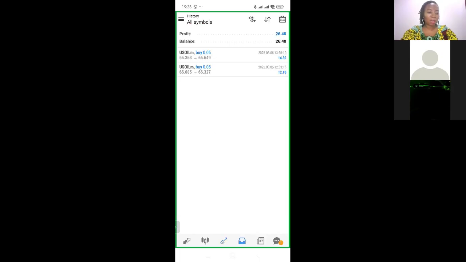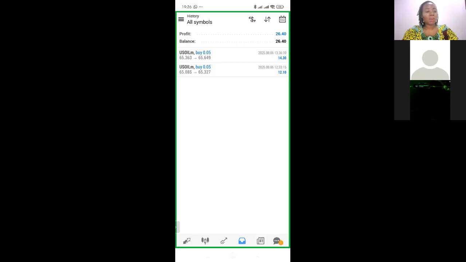Now, the next place that looks like an envelope symbol, when you have your completed trades, this is where you see your completed trades, your profit, your balance, and the dollar sign there will show you all the symbols you traded. So if you had more than one symbol, maybe you want to see trades on US oil alone, you see it. If you want to see trades on other assets you traded, the profit you made on each, you can do that, but generally keep it on all symbols.